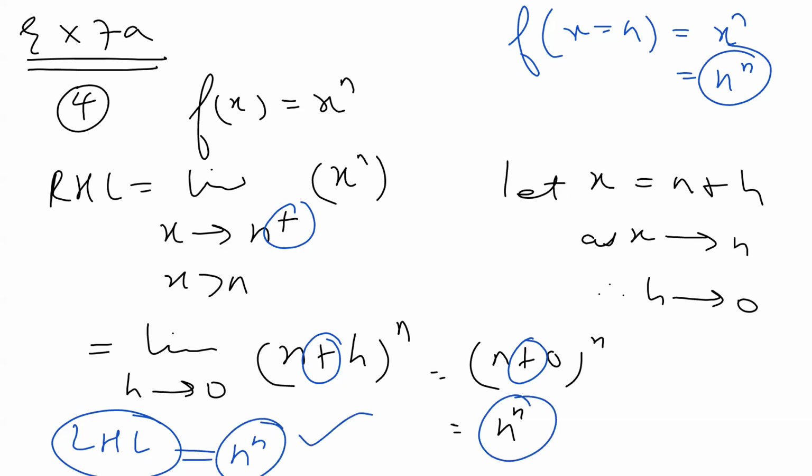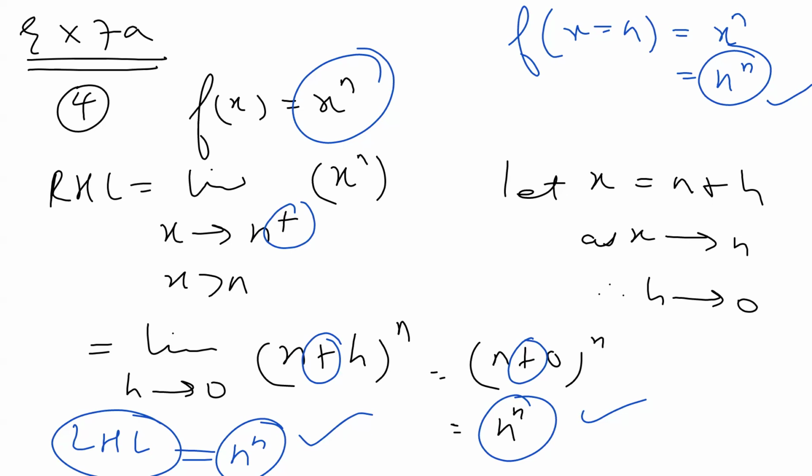So all three values are the same. Therefore, the function is continuous at x equal to n. Now x raised to n is a polynomial function, so it has to be continuous at any real value of x. So that's the solution for the one marker. Directly you can say that it's a polynomial function, so it is continuous at x equal to n because n is any real value. It's a positive integer. But if they're asking you for 2 marks, then show the entire calculation of LHL and RHL.